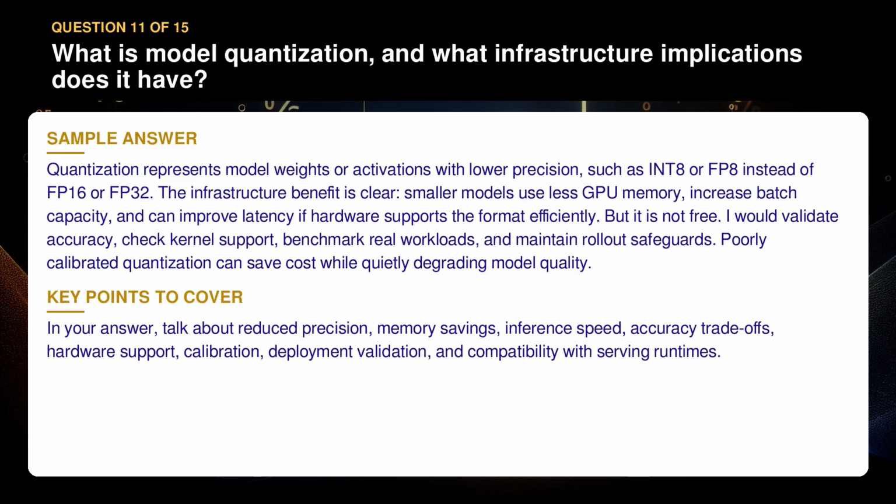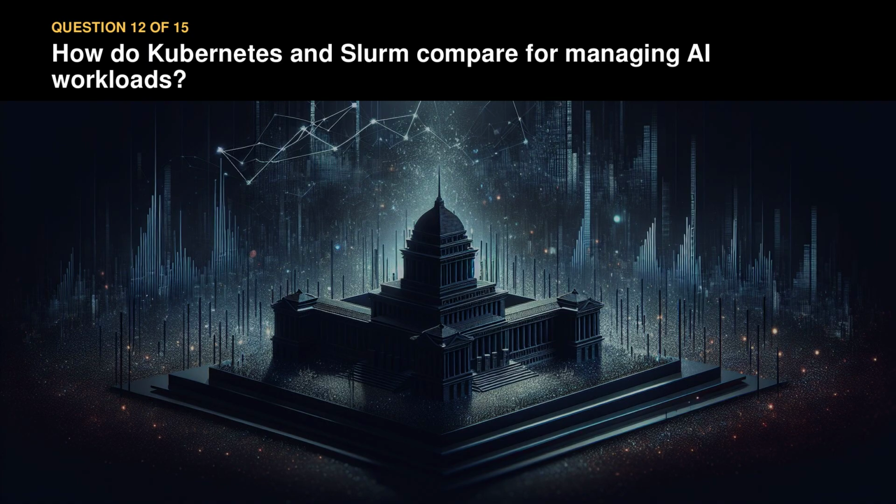In your answer, talk about reduced precision, memory savings, inference speed, accuracy trade-offs, hardware support, calibration, deployment validation, and compatibility with serving runtimes. Question 12. How do Kubernetes and Slurm compare for managing AI workloads?